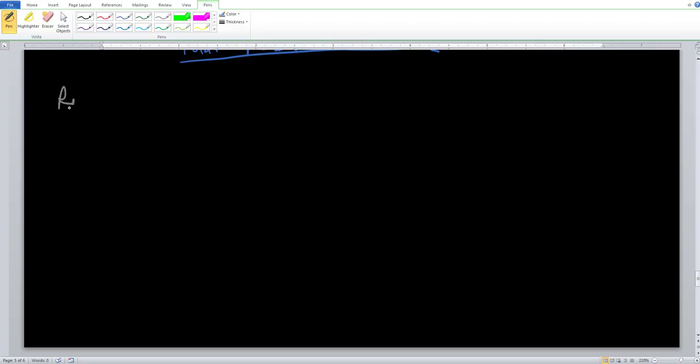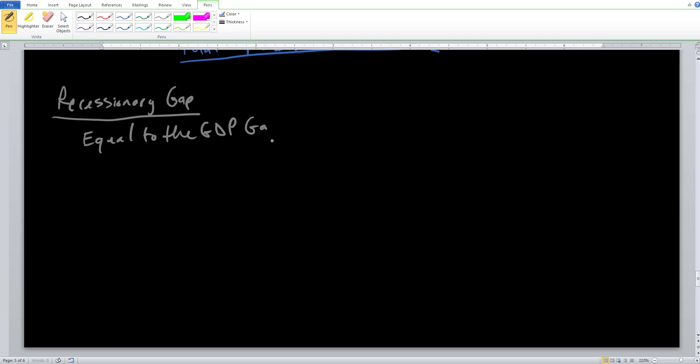The recessionary gap. The easy thing about both of these gaps is that they actually use the same exact formula, but they're going to tell us a few different things. So the recessionary gap is equal to the GDP gap divided by the multiplier, the spending multiplier.